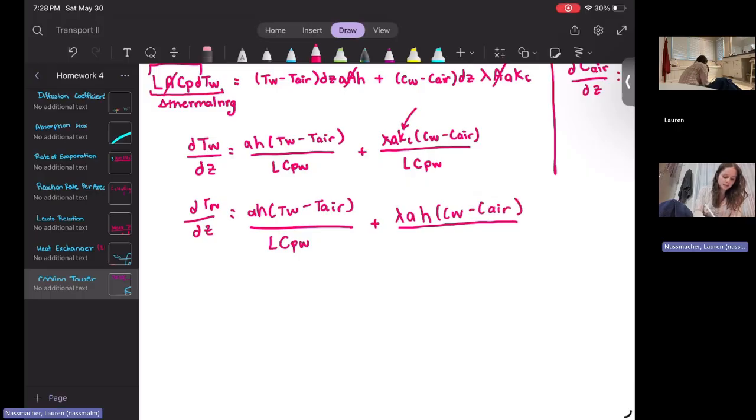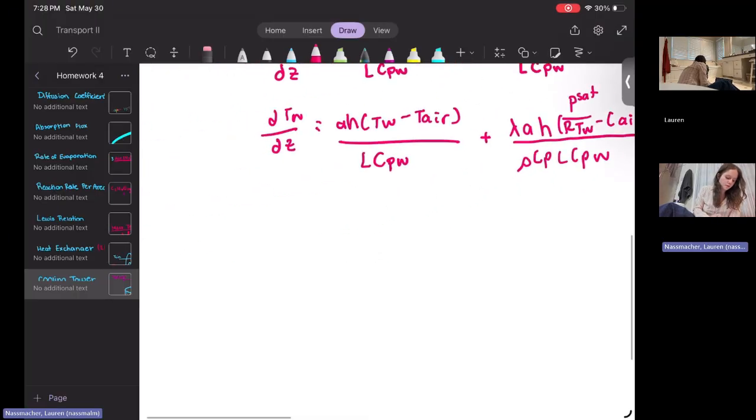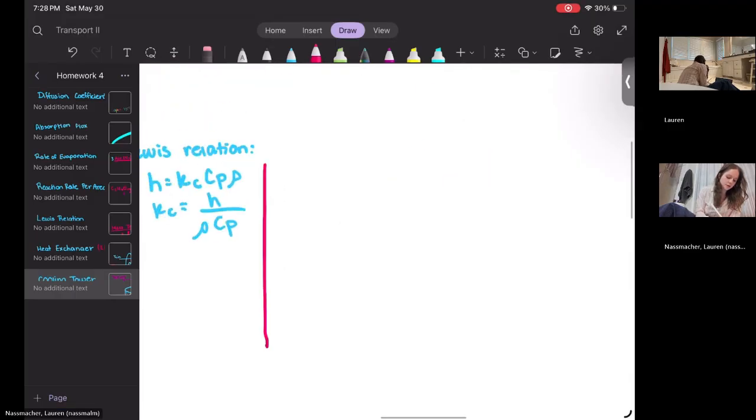Okay, so that's heat over density and heat capacity, heat transfer, and this. And we also want to change this to P over RT, this concentration of water. So do P sat over the temperature of water. There we go. And now let's do our last one, which is the change in temperature of our air with respect to the change in position.